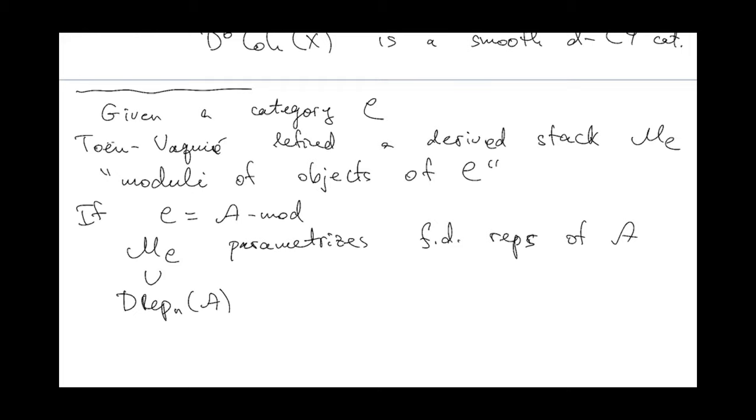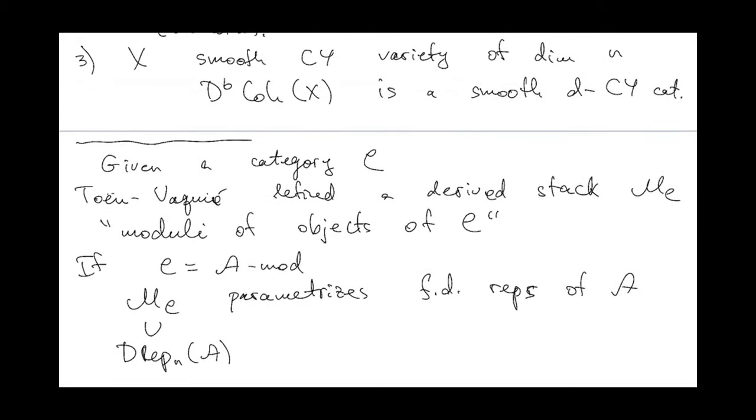Can I ask something? The D^b coh of X, is that really what you meant? I thought that this was a smooth category very generally, for any variety, the bounded coherent. Oh yes, but I wanted to say Calabi-Yau. It is true that D^b coh for any variety is a smooth category. That's true, but to say Calabi-Yau, I didn't want to get into what that might mean when X is not smooth.